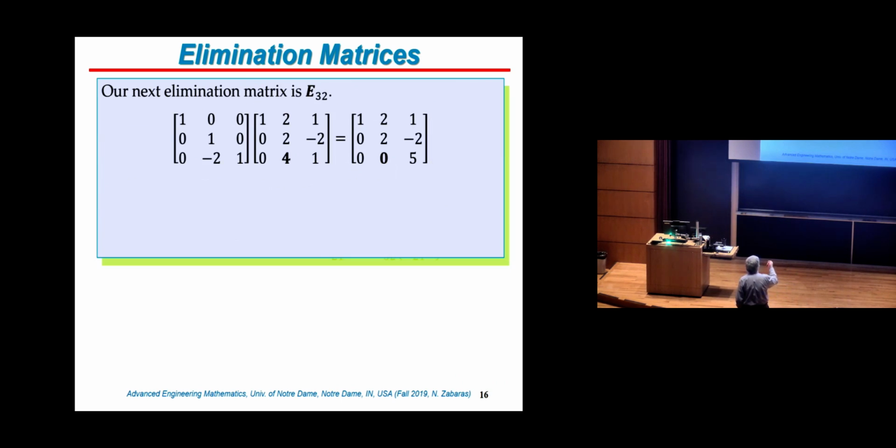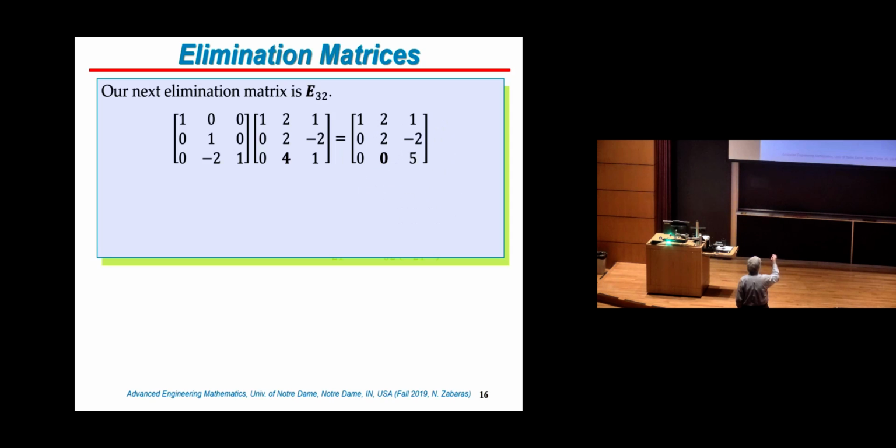And what is E3, 2? You remember you told me before the multiplier is 2. So I'm going to have to subtract 2 times row 2 from row 3. So I put a minus 2 there. Very convenient, right? And then what you get basically is your upper triangular matrix U.